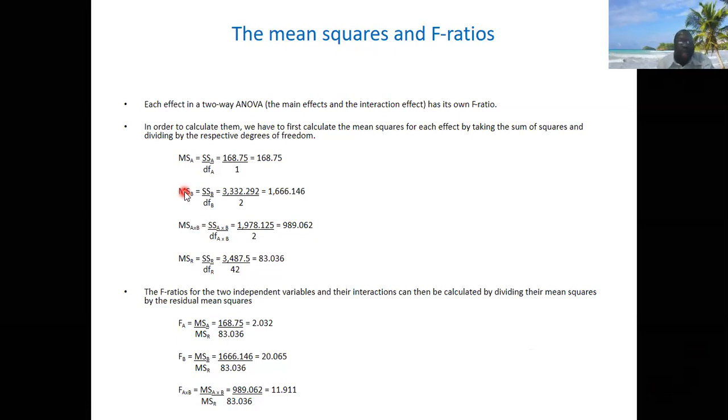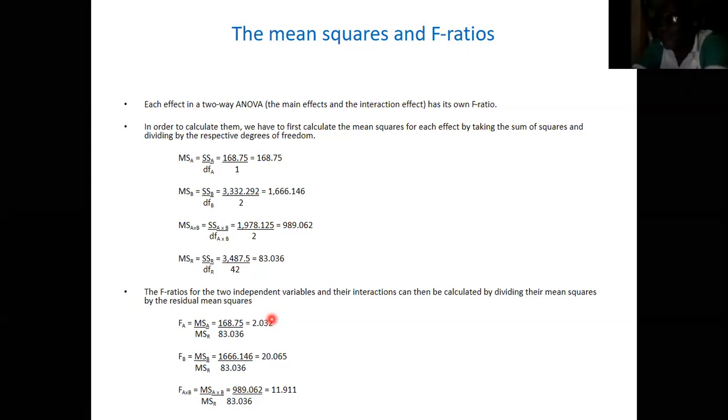So the variance, which is the mean square rather, is the mean square for A over the residual, for group B over the residual, for the interaction effect of A and B over the residual. These are the F ratios. So this first one is for gender. We check the table for the corresponding degree of freedom. It's not going to be significant, but it's very low.